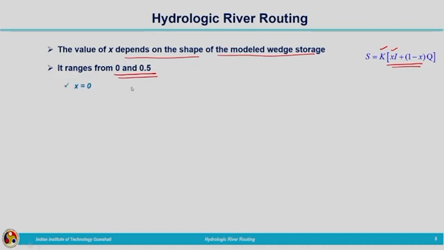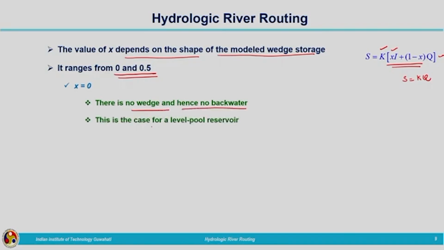When X is equal to 0, you look at the expression, we are having S is equal to KQ. What is this? It is nothing but our invariable storage function. There is no wedge and hence no backwater, and this is the case with the level pool reservoir routing. So, our storage function takes the form S is equal to KQ. When the value of X is equal to 0, it is similar to that of a reservoir. That is, we are having the storage function represented by the invariable storage function as in the case of reservoir, that is S is equal to KQ.